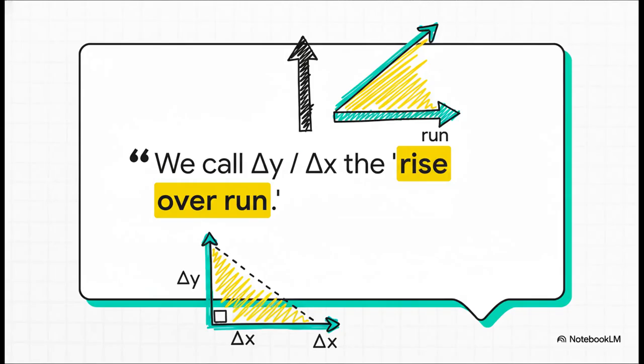And this brings us to a phrase you've probably heard 1,000 times before: rise over run. It is the perfect, simple way to remember the formula. The rise is that vertical change, the delta y, and the run is the horizontal change, the delta x. This is literally what engineers use to design a wheelchair ramp or figure out the pitch of a roof.